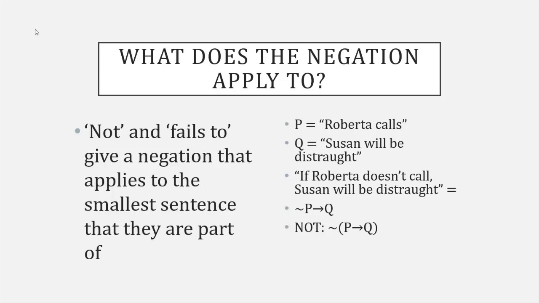So the task that I'm going to assign to you is, on the exam, I'm going to give you a sentence, like, for example, if Roberta doesn't call, Susan will be distraught. And I'm going to give you a symbolization scheme. So something like P is Roberta calls and Q is Susan will be distraught. And then your job is going to be to write down the symbolic sentence: if not P, then Q. Okay? So that's going to be the task.